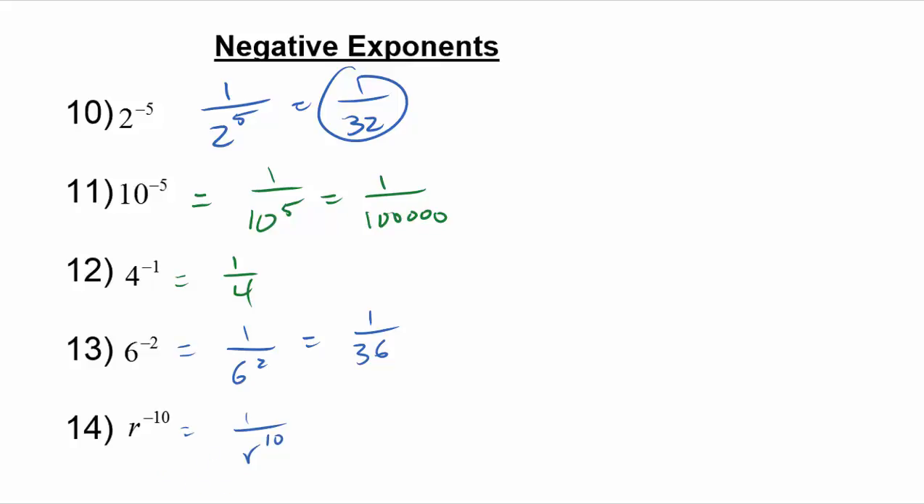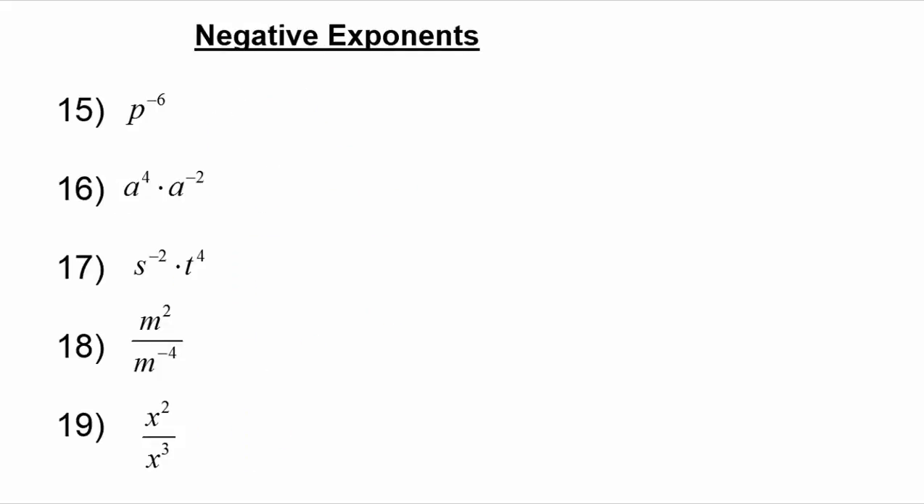Okay, so that takes us through negative exponents, kind of a little introduction. We'll get a little bit more crazy here. Again, same thing here. It's a negative exponent. We'll move it to the bottom. That's going to be 1 over p to the 6th.